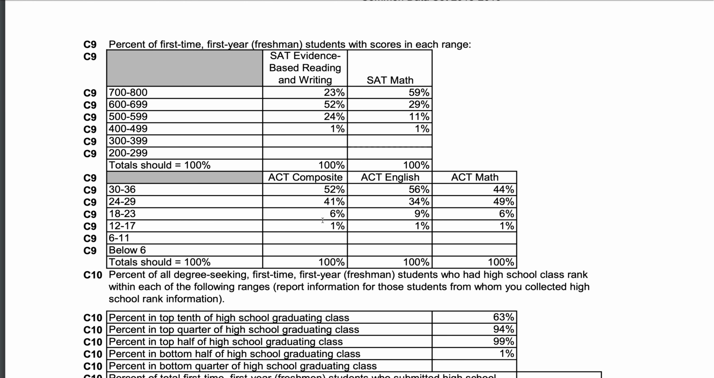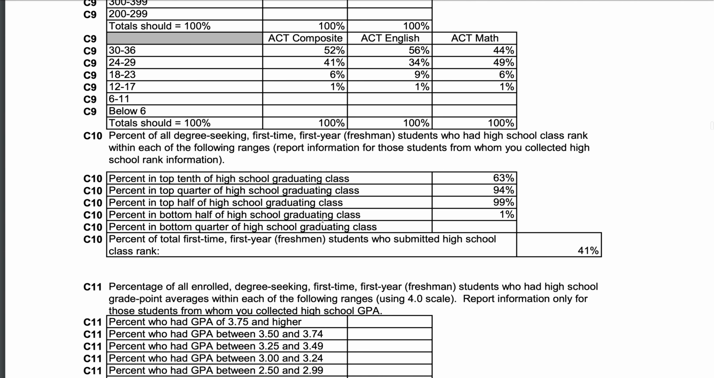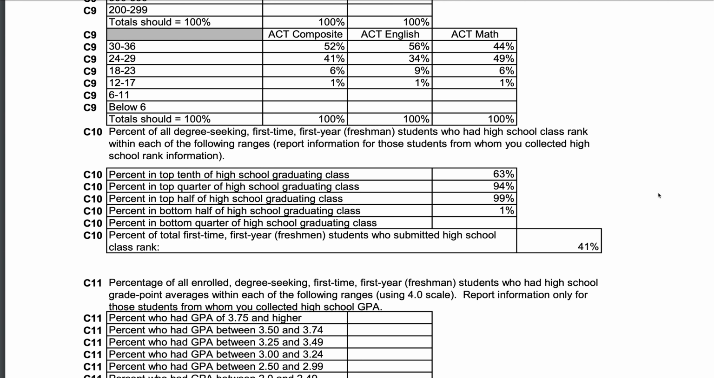Now, a couple of other things. Where are students ranking in their class? The percentage in the top 10% of high school was about 63%. About 94% are in the top 25% of their high school. So if you're in the bottom half of your high school, you probably are not going to get into this college. So again, stop this video, check out these numbers, make sure that you are applying in the right direction.